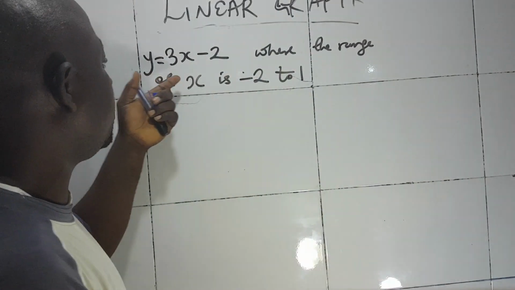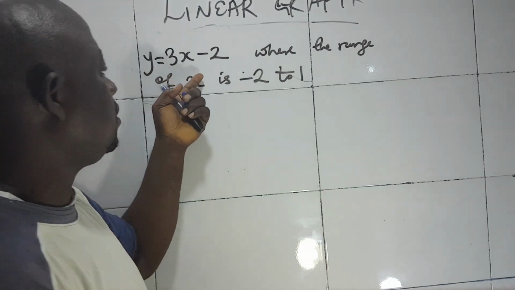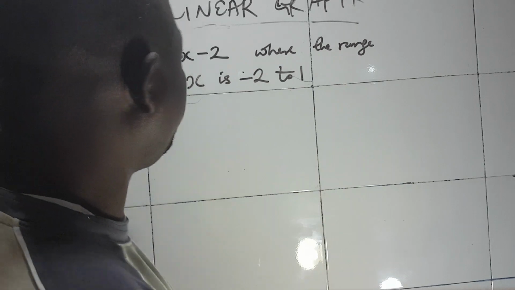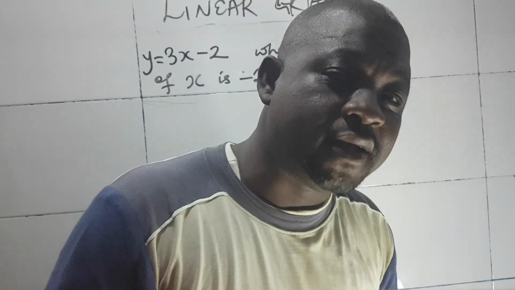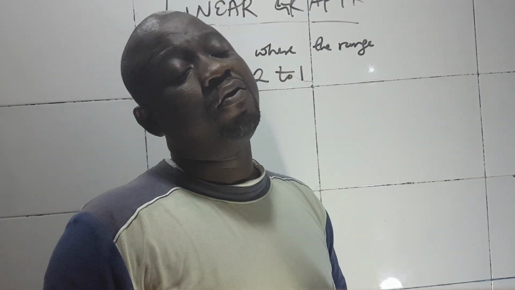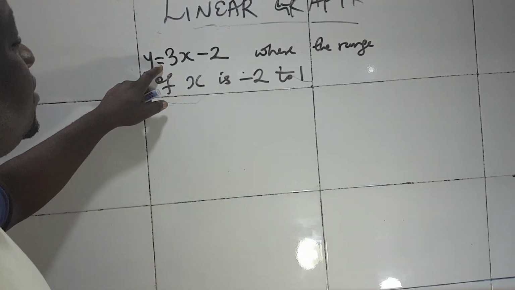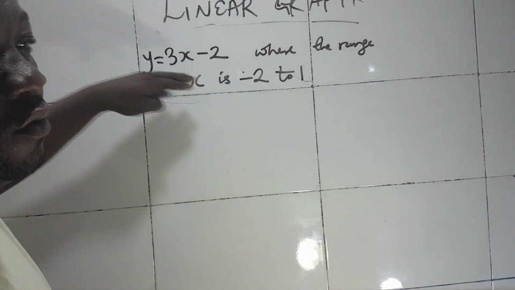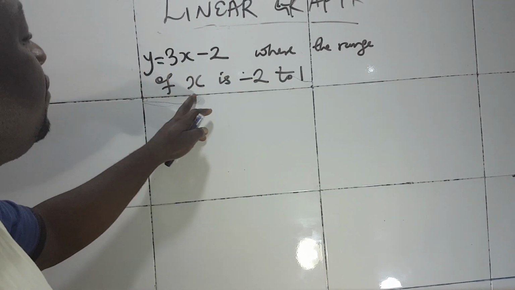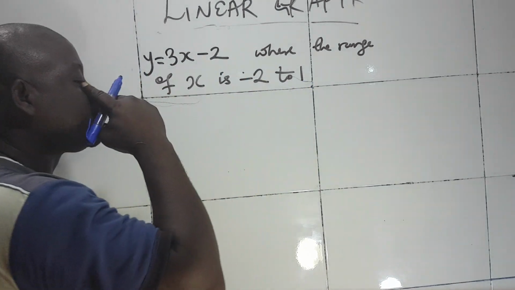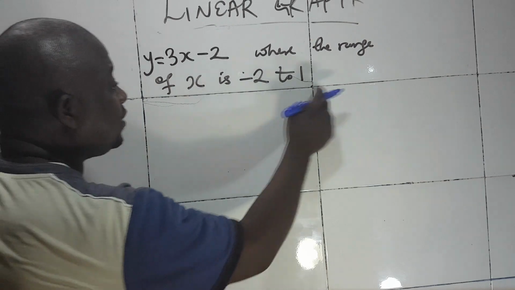So they say y is equal to 3x minus 2, where the range of values of x is from -2 to 1. They are giving you different values of x. So you need to find the corresponding values of y. How do I mean? You have your y is equal to 3x minus 2. That is the equation. Now, they say you have different values of x from -2 to 1. First thing you are supposed to do is to draw a table.